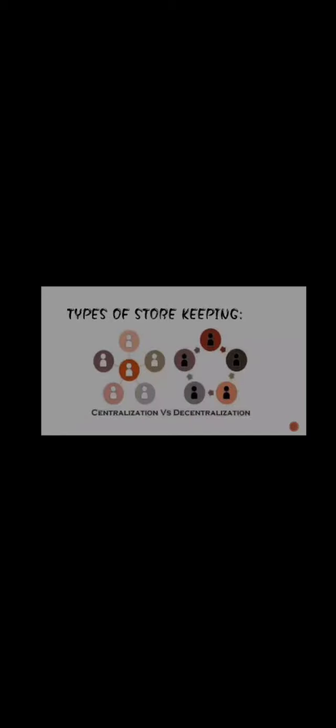We have different types of storekeeping: centralized and decentralized. Centralized is nothing but having a common store in a particular place. From that we distribute the items or finished goods to the delivery points. In decentralized storekeeping, we have stores and warehouses in a scattered manner.